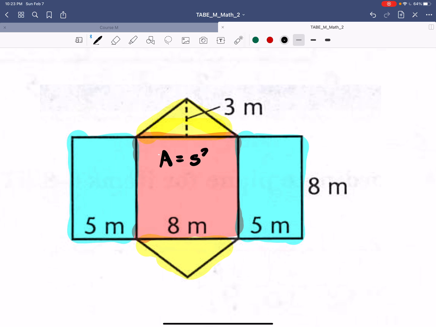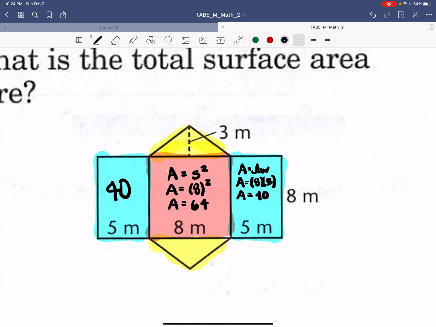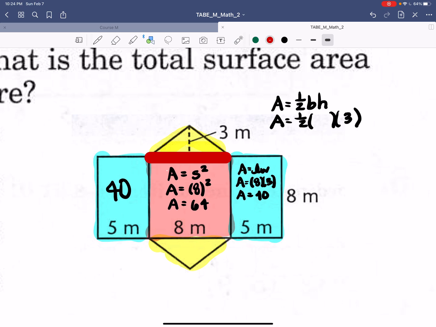The area of a square is s to the second power. So that's 8 to the second power. That is 64 square meters. The area of a rectangle is length times width. So the area is 8 times 5. The area is 40 square meters. And I also have that over here, 40 and 40. The area of a triangle is A equals 1/2 BH. So I have 1/2 times base. We know the height is 3. So the question we have to think about is how much is this distance right there? And that is 8 meters. Whoa. 8 meters.